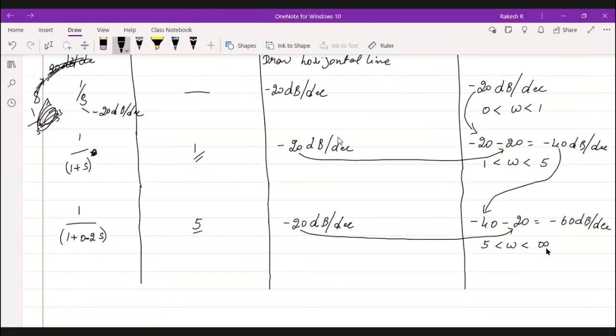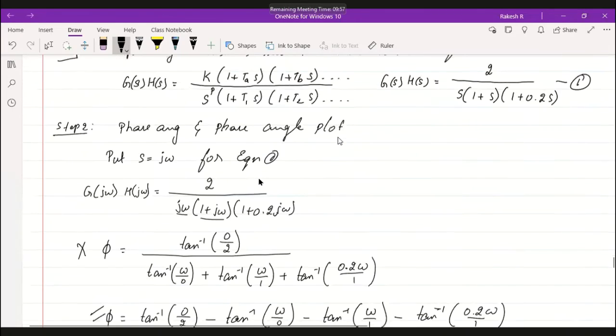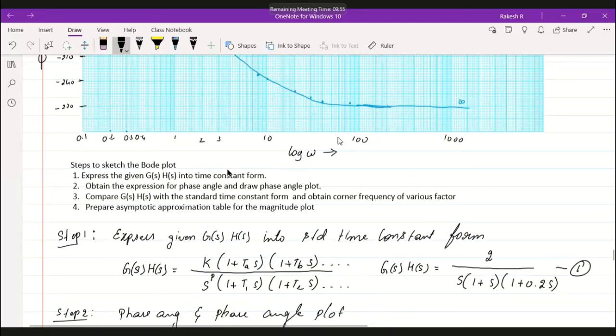Any doubts in writing this table? Shall we move to the graph? Last 10 minutes is there. If the time permits, we'll do it, or else we'll continue this in the next class.